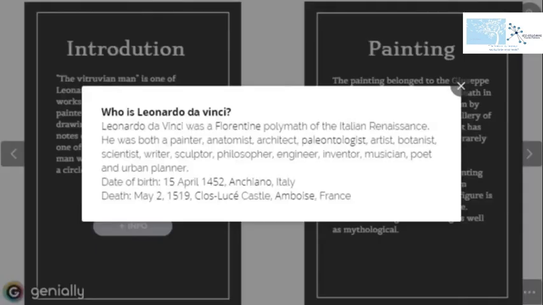Who is Leonardo da Vinci? Leonardo da Vinci was a Florentine polymath of the Italian Renaissance. Also, he was a painter, anatomist, scientist, and a lot of other things. He was born on 15 April 1452 in Italy. He died on 2 May 1519 in France.